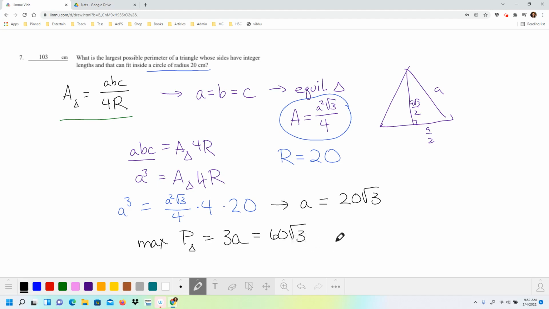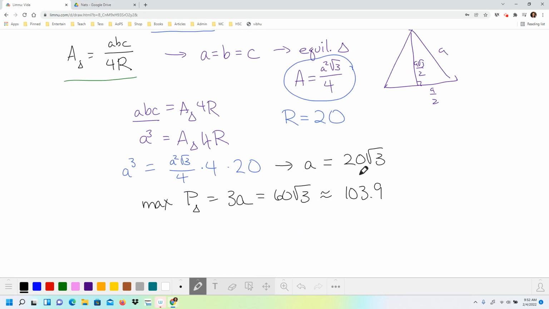This is the target round, so we're allowed to use calculators. You'll see this is approximately 103.9. We want our perimeter to be an integer, so we want this to fit inside the circle, so we're looking for something slightly smaller than this. So the maximum perimeter is 103.